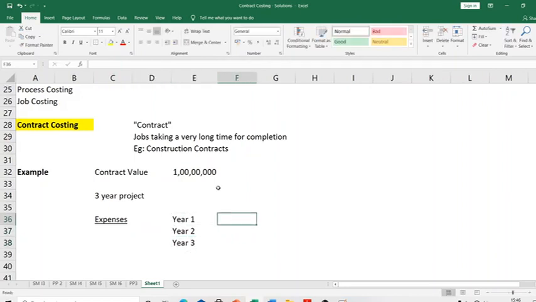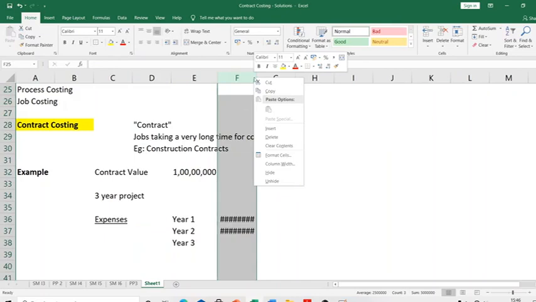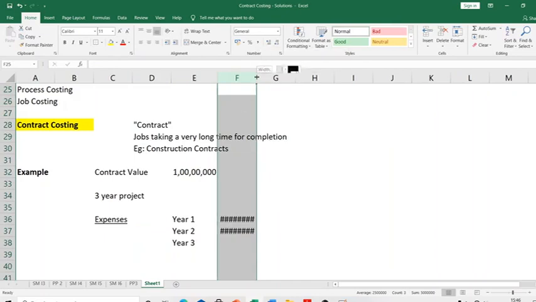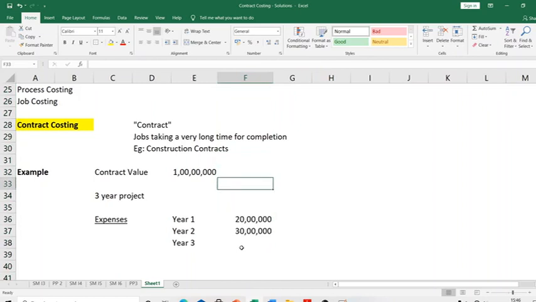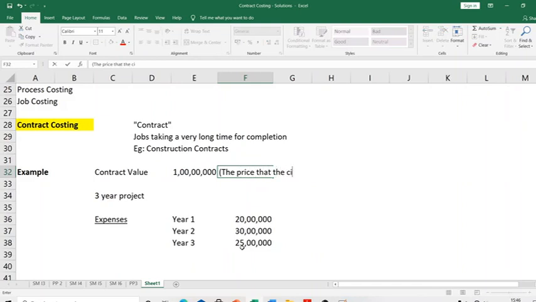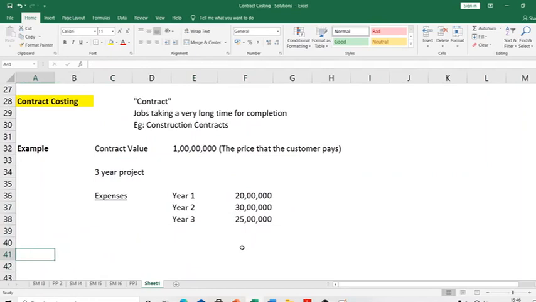So there are 3 years. I'll just give some random numbers here. 20 lakhs, and then let's say 30 lakhs, and then let's say another 25 lakhs. So these are the expenses that were incurred. Contract value means this is the price that the customer pays. Okay, great. Now, let us see how we will account for the cost and revenue here.